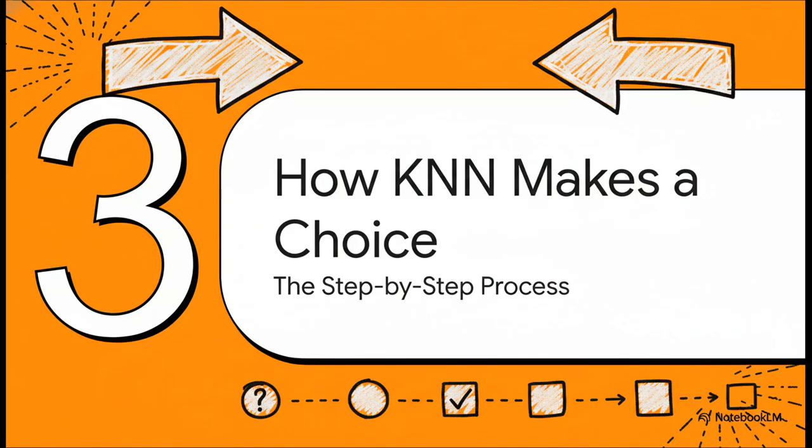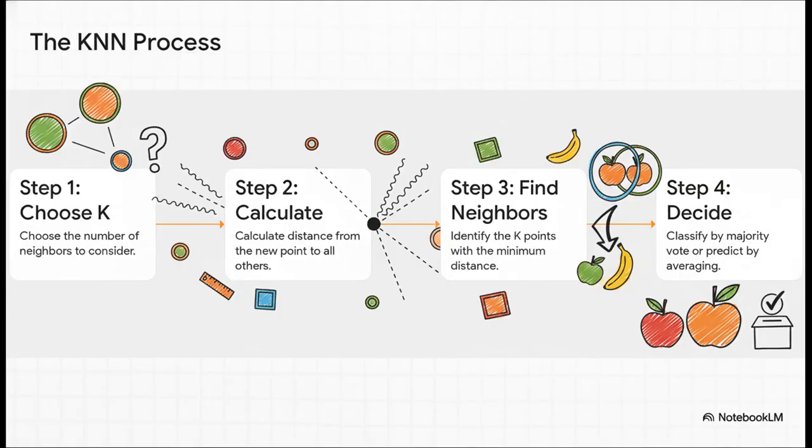So if it's so lazy, how does it actually make a choice when you need one? Let's break down the step-by-step process because it's actually wonderfully straightforward. It's really just a simple, logical, four-step process. So, step 1, you have to choose k, and that's just the number of neighbors you want to ask for their opinion. Let's say we pick k equals 3. Okay, step 2, the algorithm then calculates the distance from our new mystery fruit to every single other fruit in the dataset. Step 3, it finds the 3 closest ones. Those are our k-nearest neighbors.